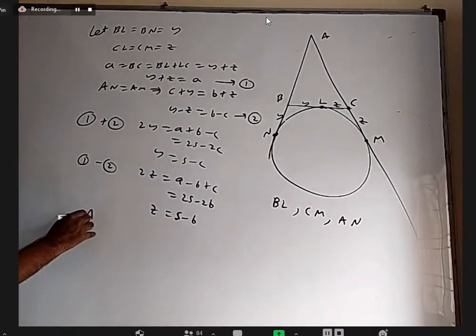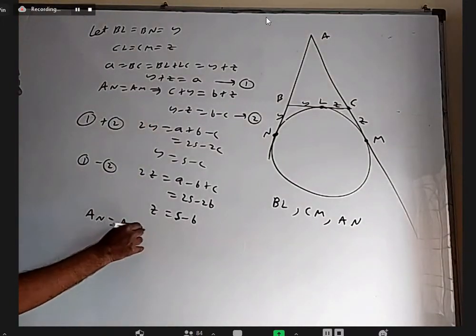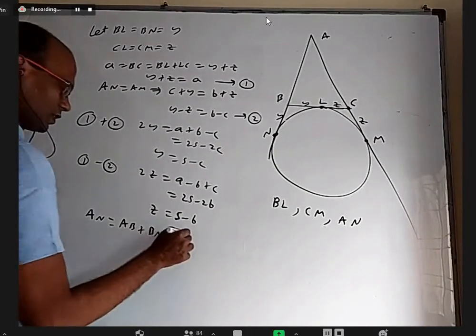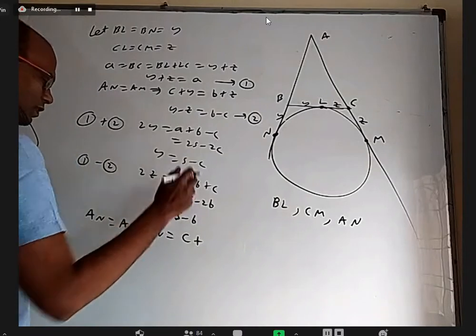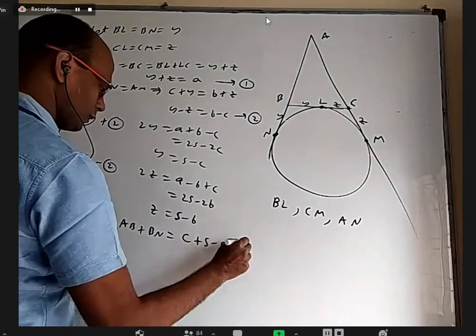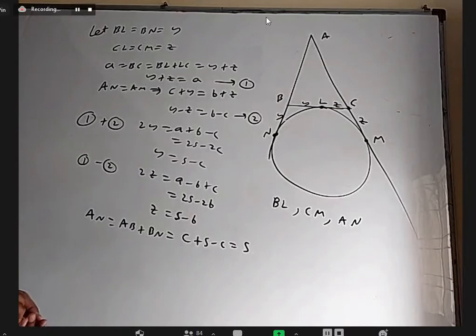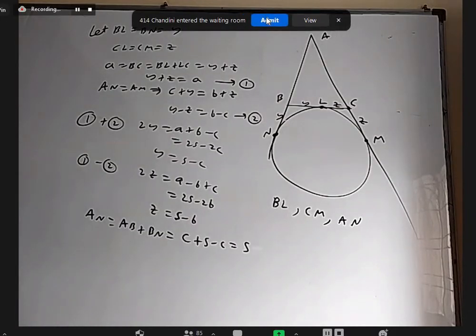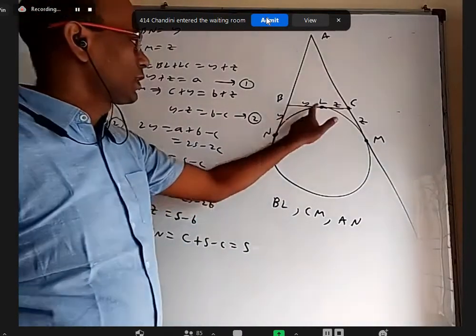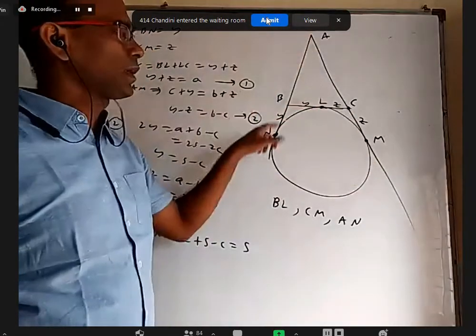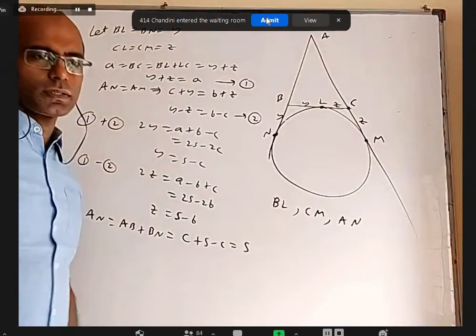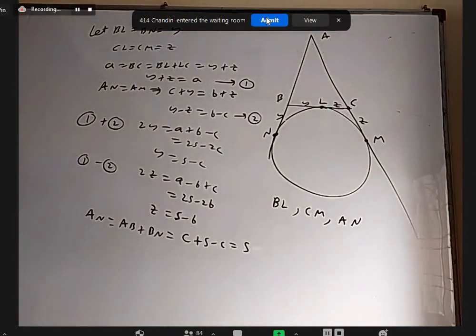And if you want AN length, that is AB plus BN. AB is small c and BN is Y, and Y we got S minus C. So AN is S itself. I think we can say AN is S quite easily. Why? This you bring it here, this you bring it here. When you take AN plus AM, directly you are getting the perimeter of the triangle, which is 2S. So it is S. Like that also you can prove.